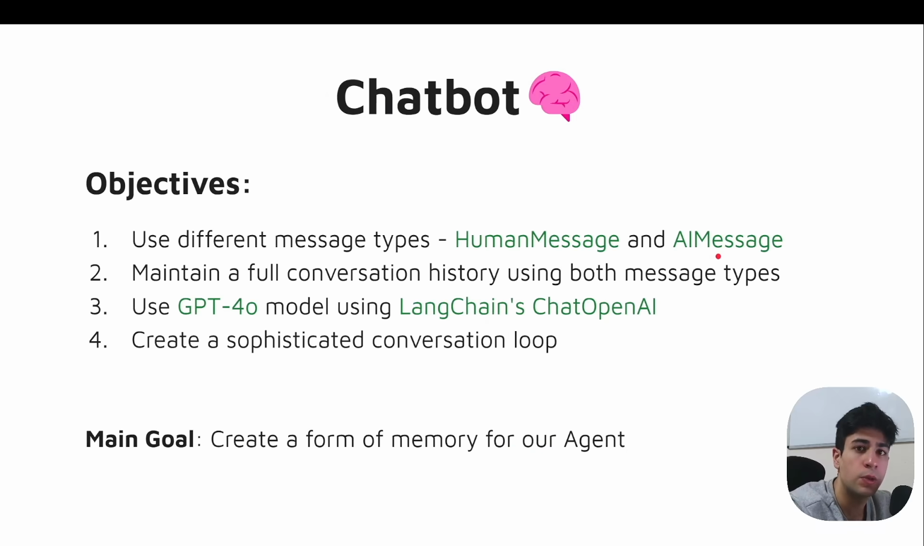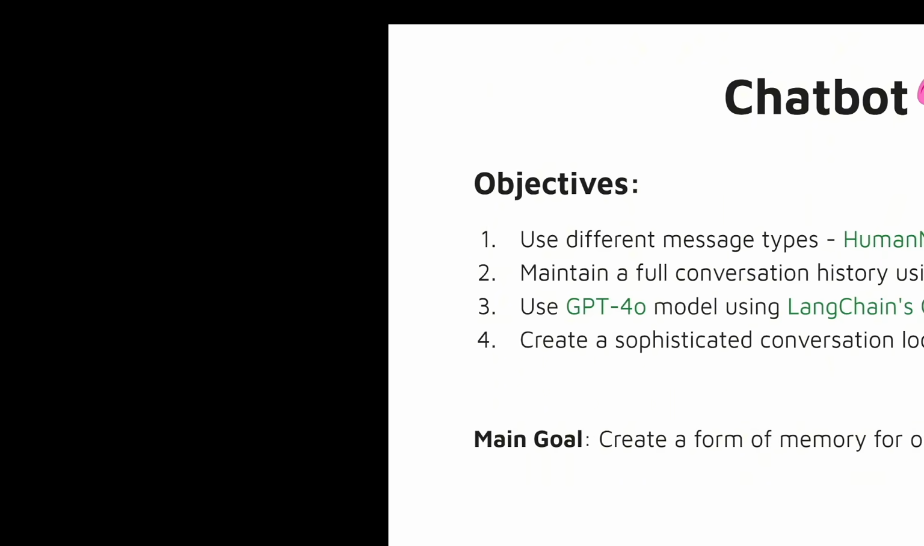So let me walk through the objectives for this subsection. We're going to use different message types, in particular the human message and the AI message. We're going to maintain a full conversation history using both of these message types. We're going to particularly use the GPT-4o model again, using LangChain's ChatOpenAI library. And overall, we're going to create a sophisticated conversation loop. So the main goal of this subsection is really to create a form of memory for our agent. So if you're ready, let's go to the code.